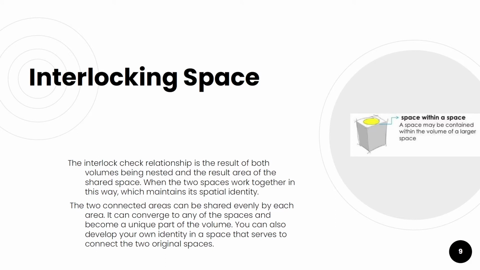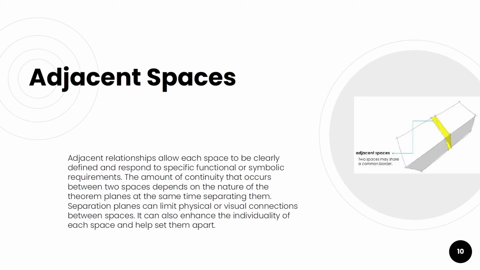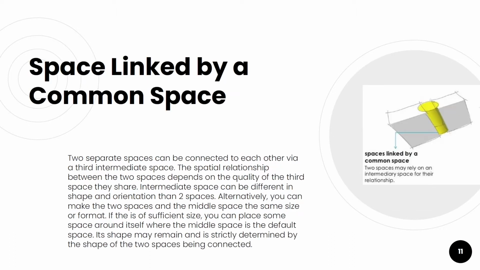Interlocking space. The interlocking relationship is the result of both volumes being nested and the result of area shared in space, while the two spaces work together this way, which maintains their spatial identity. Adjacent space means that two spaces may share a common border, so this relationship will allow the space to clearly define and respond to specific functional or symbolic requirements of each space. Space linked by a common space is almost similar to the previous one, but the difference is the two spaces may rely on the intermediary space for their relationship.